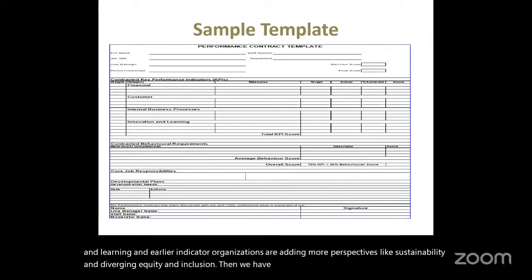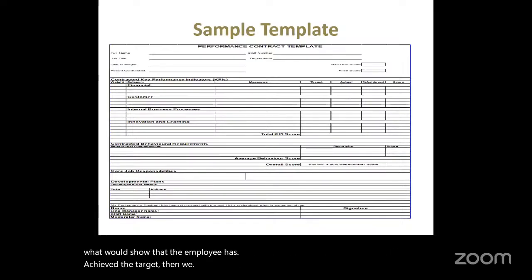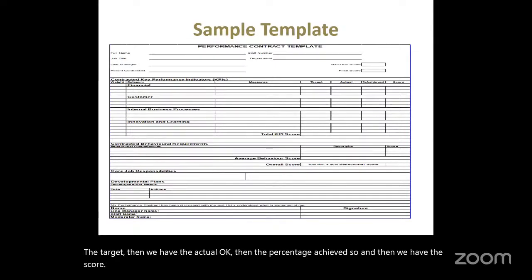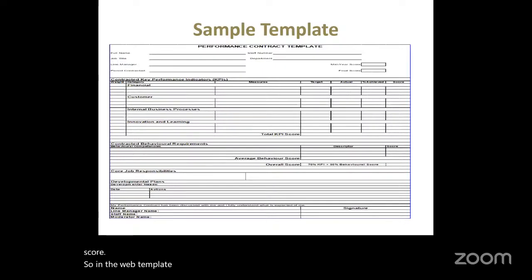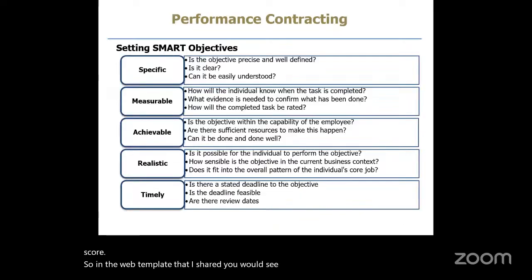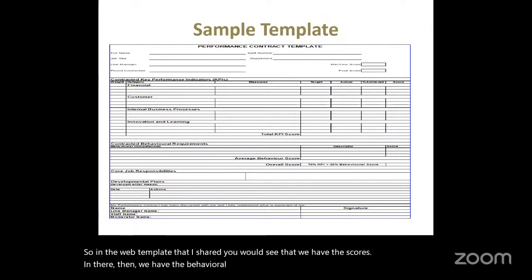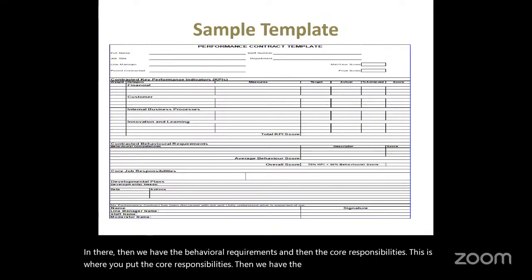The measures will be what would show that the employee has achieved the target. Then we have the target. Then we have the actual. Then the percentage achieved. And then we have the score. So in the Word template that I shared, you would see that we have the scores in there. Then we have the behavioral requirements and then the core responsibilities. This is where you put the core responsibilities. Then we have the development plans, as you saw in the Word template.